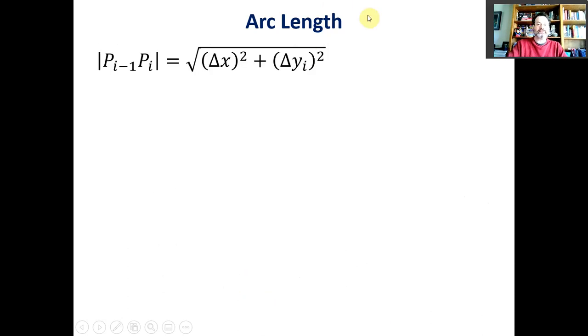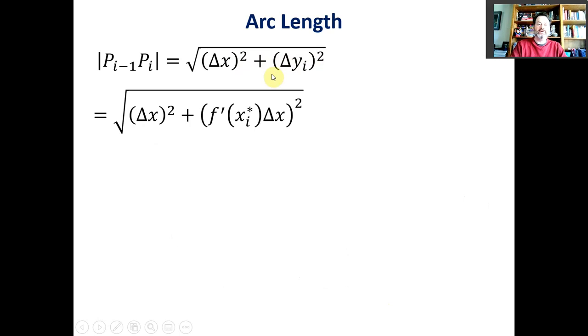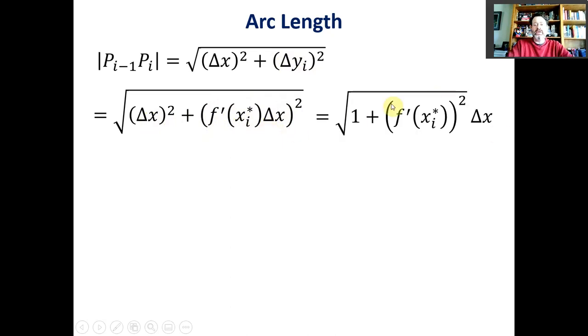So this is the formula from the previous page. Now what we do is we replace delta yi with f prime of xi star times delta x. And the reason we're allowed to do that is the mean value theorem. What this is saying is that there's some point on each subinterval where the change in y is just the slope of the tangent line times the change in x. It has to be true. And what this does is it gives us delta x's under the radical, and we can factor those out. So you just factor out a delta x from both terms, simplify, and you get this.